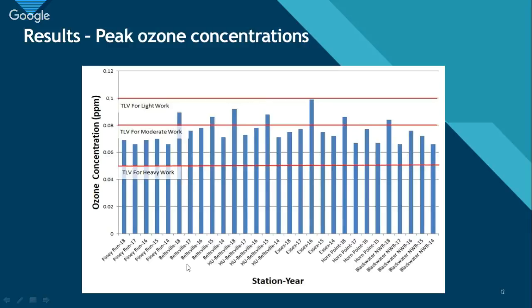So, what this table shows, again, this is organized from west to east. The higher ozone concentrations, at least the higher peak ozone concentrations, were found in Beltsville and Essex. There are a couple that were recorded in Horn Point and Blackwater, but the higher magnitudes are definitely in Beltsville and Essex.